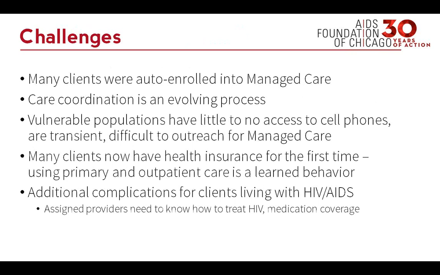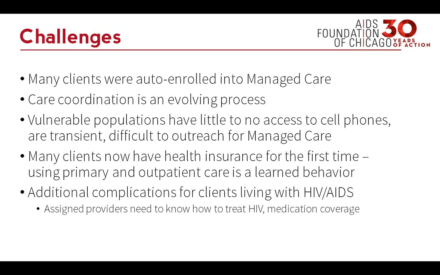So some of the challenges we face here in Chicago and Illinois: many clients were auto-enrolled into managed care. So they didn't know that they were assigned to a plan. They didn't know they'd been assigned to a primary care provider. So it takes a lot of outreach and a lot of one-on-one communication to help educate them about that. You know, we work with very vulnerable populations. A lot of them have no access to cell phones or very little access. They're transient. They're really difficult to outreach for managed care. So it really falls on the direct service providers, the housing providers, to educate the clients and connect them to the managed care entity and facilitate that relationship, at least in the beginning stages.